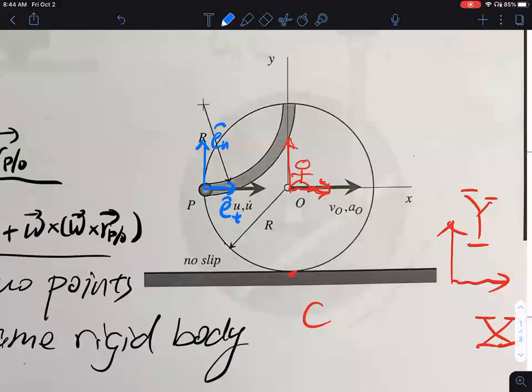I want you to look at that e_t, e_n and our little x and little y. Did you find anything interesting? This is our y, x. Anything interesting about this too? They have the same direction.